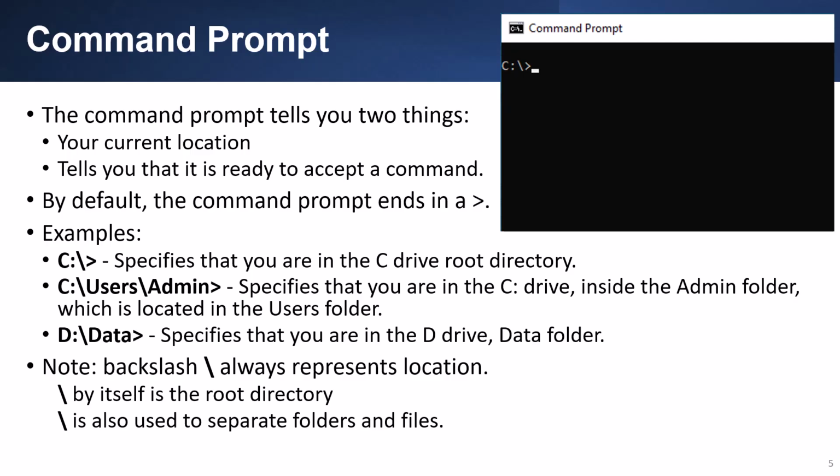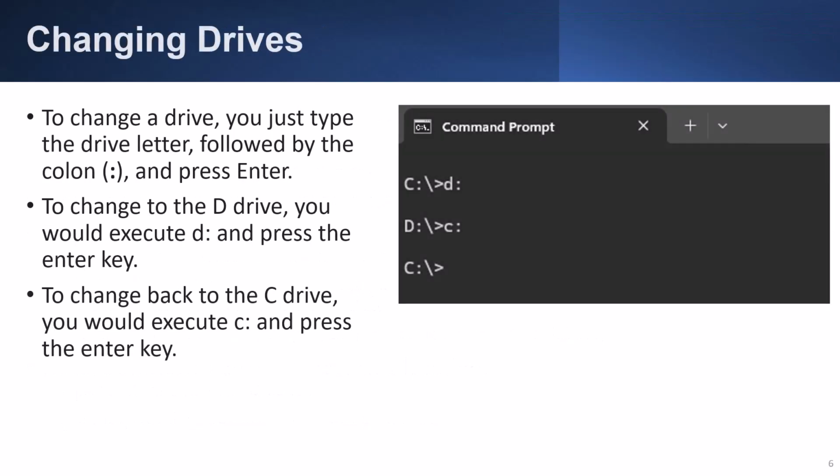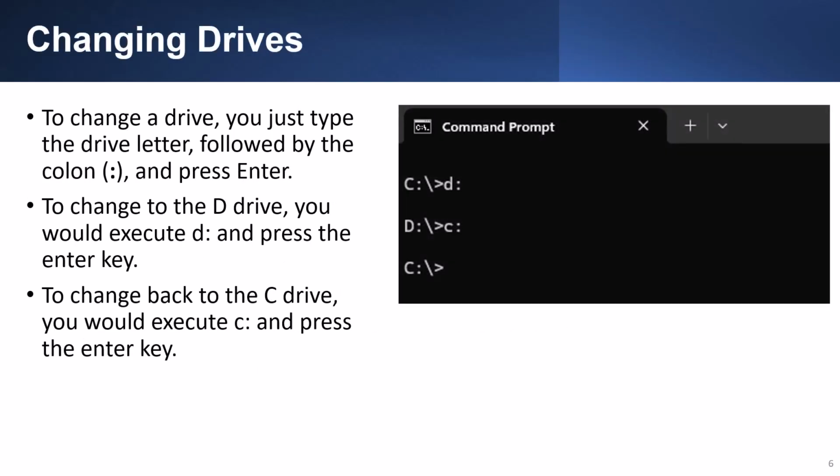Note, the backslash always represents location. A backslash by itself is the root directory, and the backslash is also used to separate folders and files. To change a drive, you must type the drive letter followed by a colon and press Enter. To change to the D drive, you'd execute D: and press the Enter key. To change back to the C drive, you would execute C: and press the Enter key.